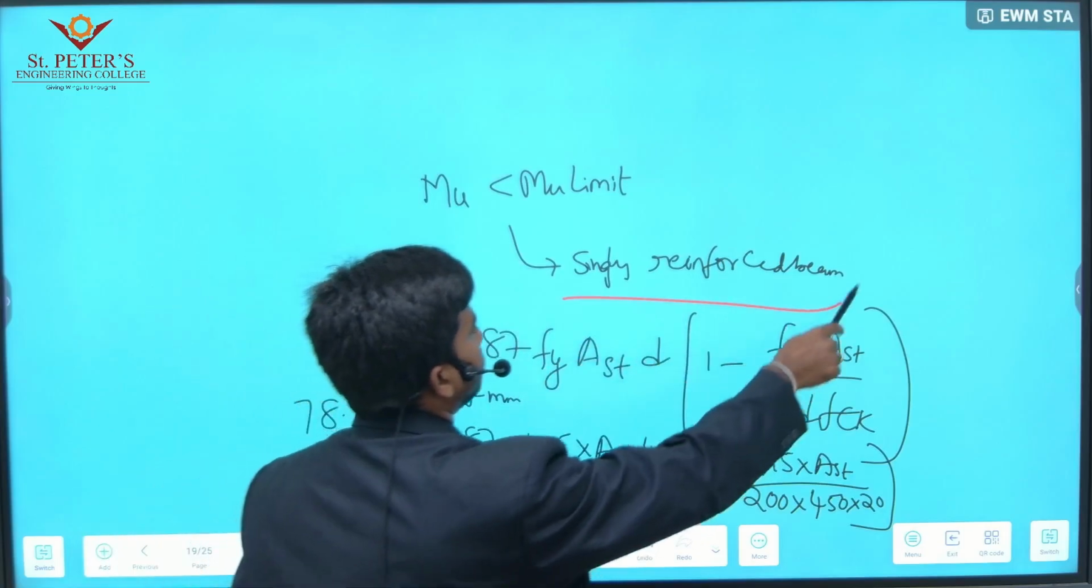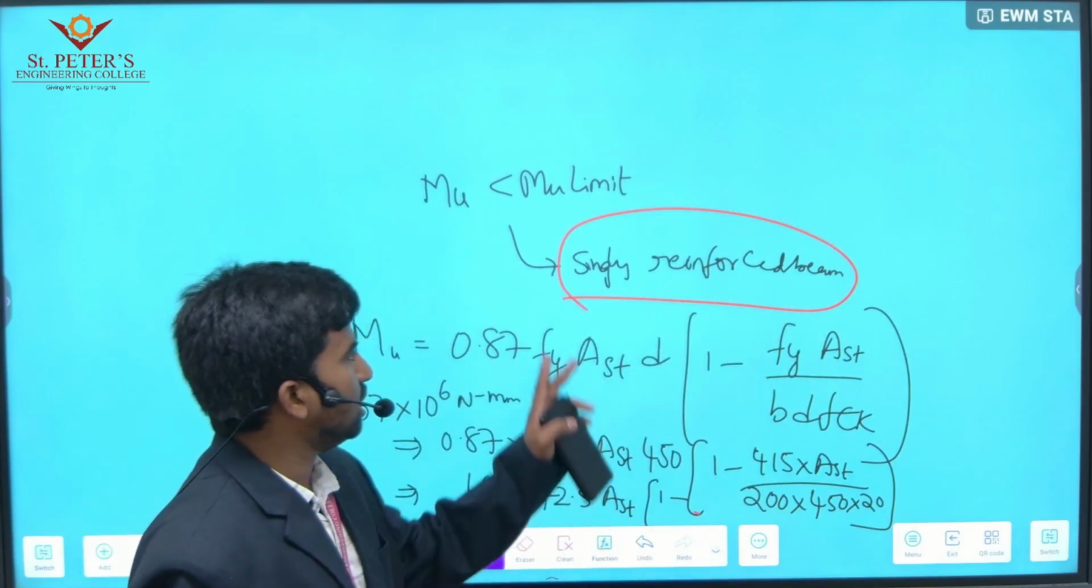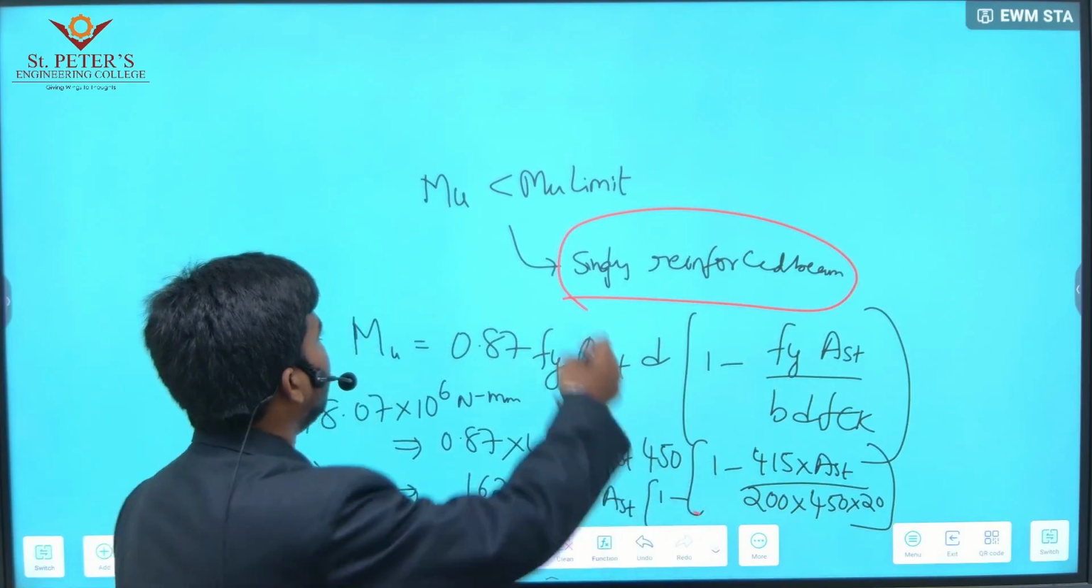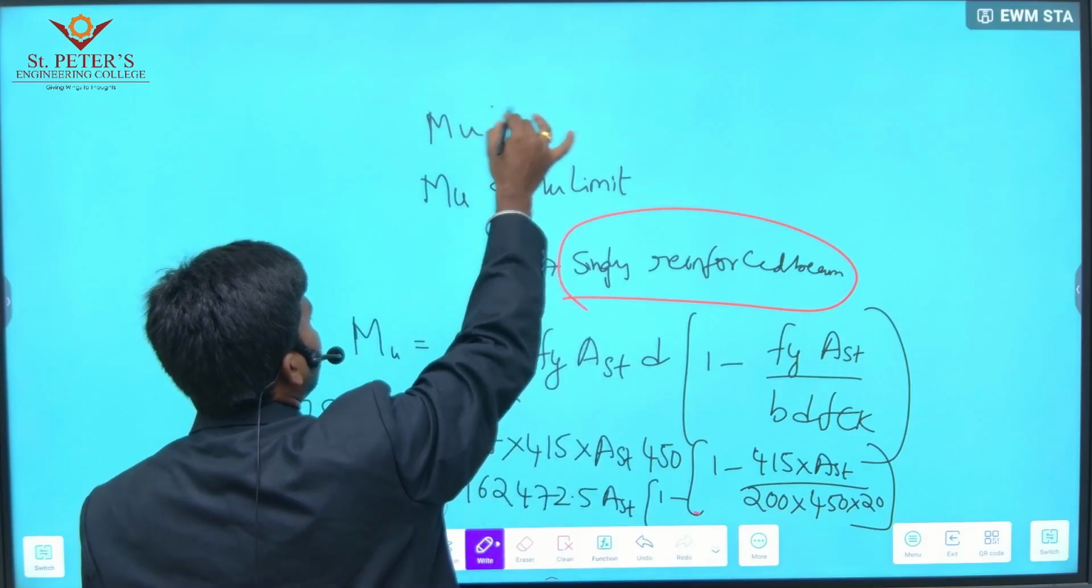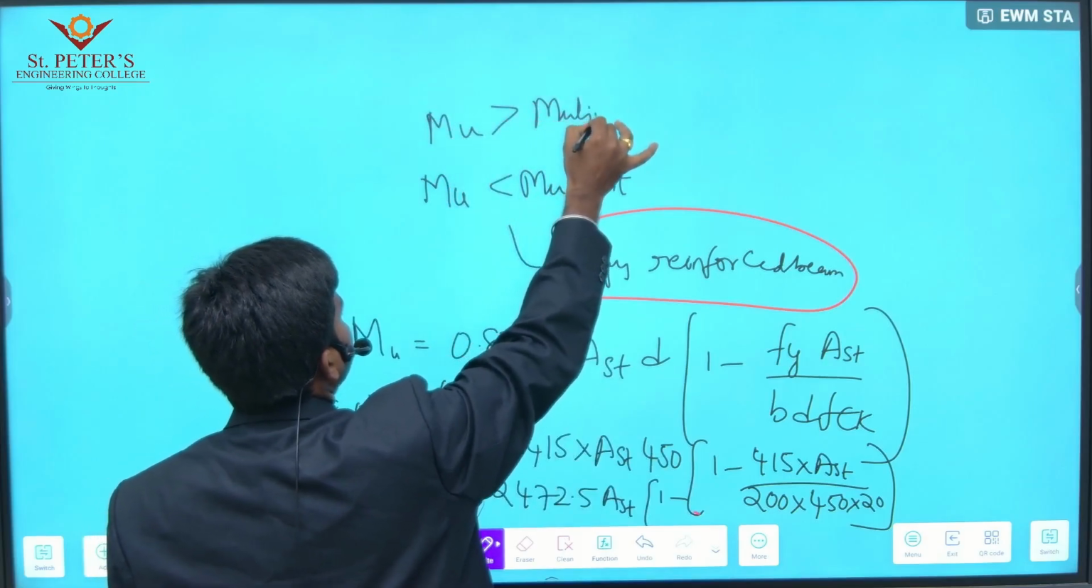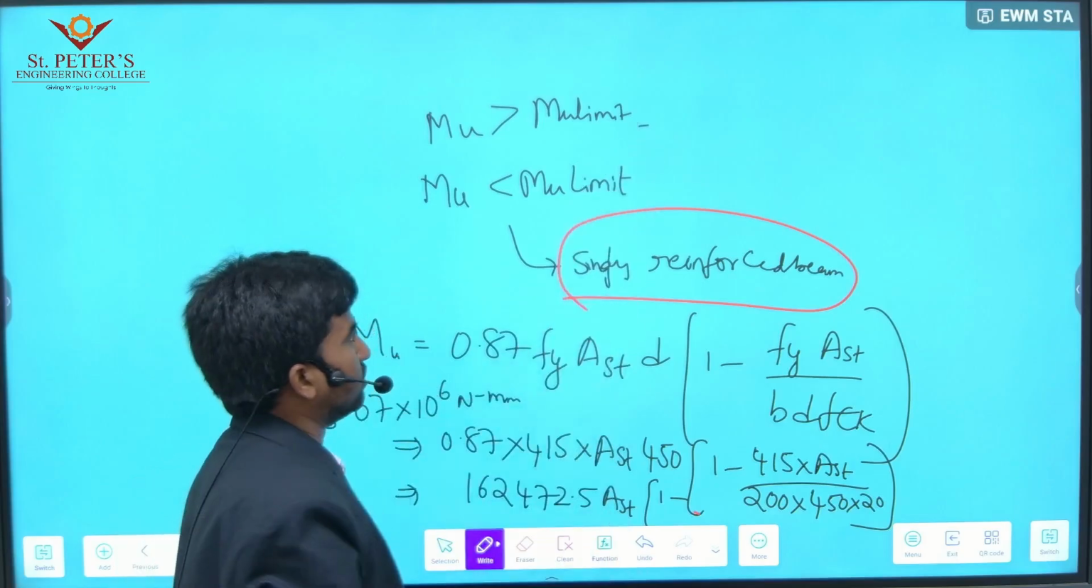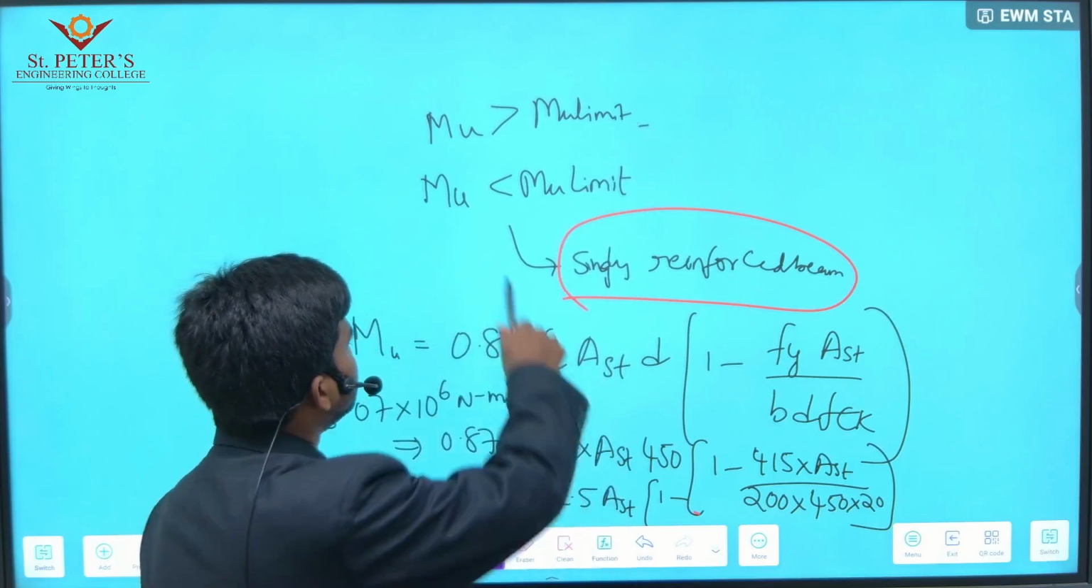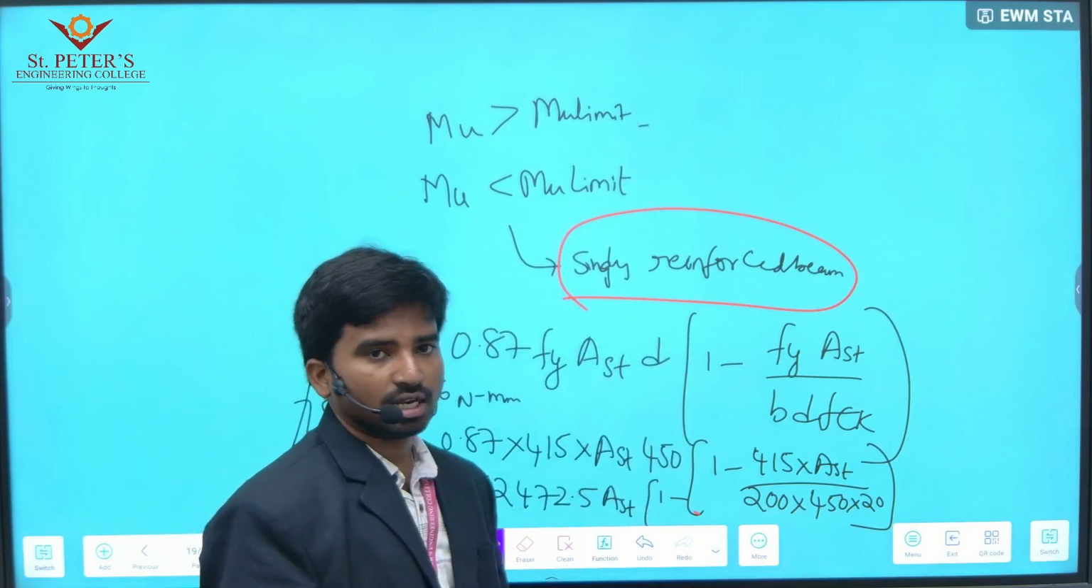This is a singly reinforced beam. There are two types of beams, doubly reinforced and singly reinforced. If your value Mu is greater than Mu limit, that is a doubly reinforced beam. Here it is under the limit only, so it is taken as a singly reinforced beam.